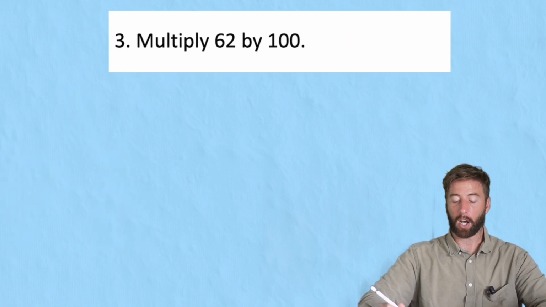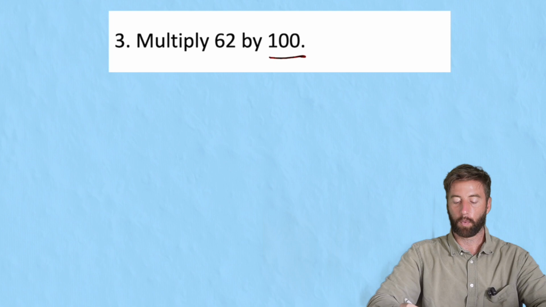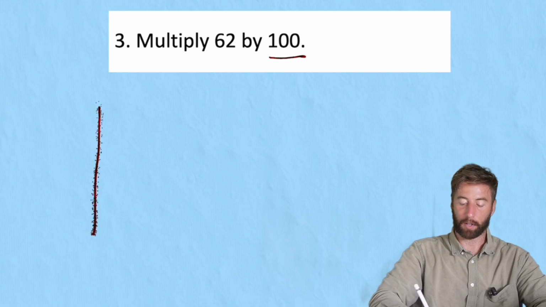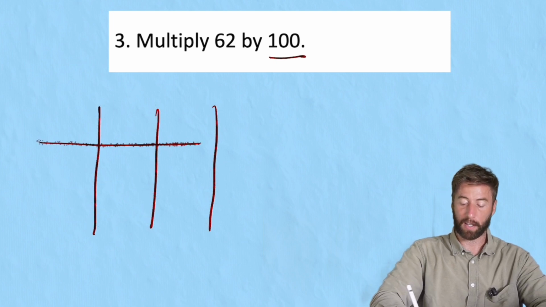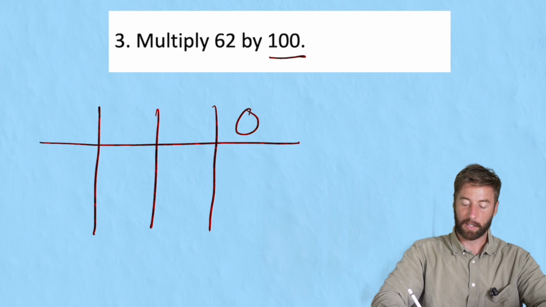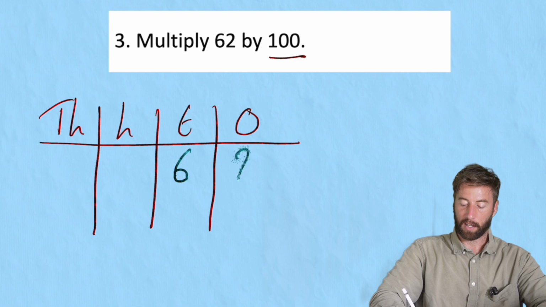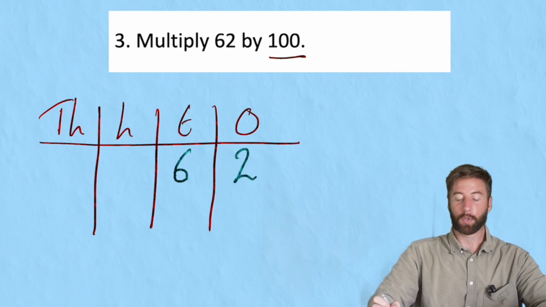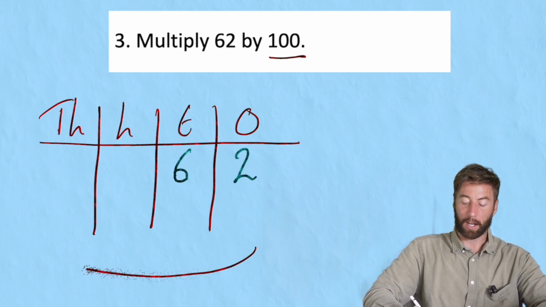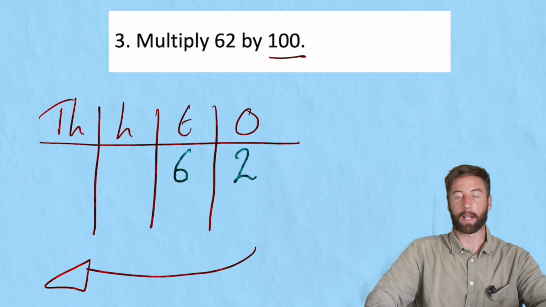Now we have what looks like a hard question, but there is a really easy trick. Multiply 62 by 100. We can use our place value chart. So I'm going to set up a place value chart over here, put my ones, tens, hundreds, thousands, and I'm going to put my number 62 with 6 tens and 2 ones. Now what I have to understand is when I multiply, my number is going to get larger, so it's going to come up the place value chart.